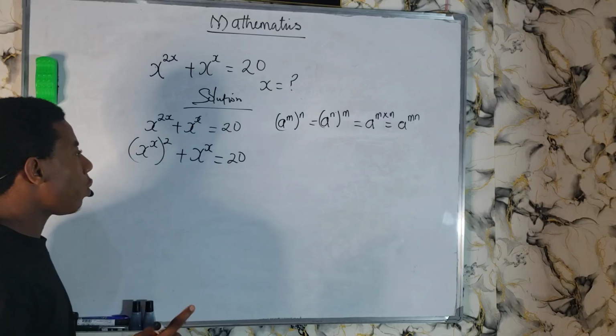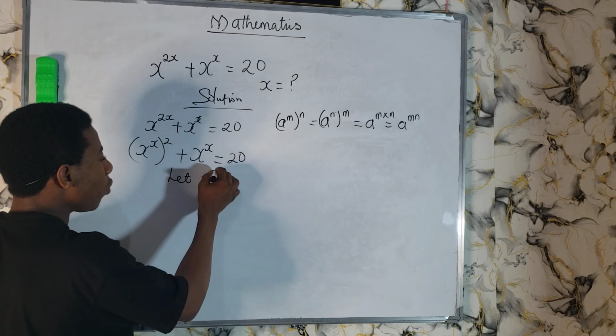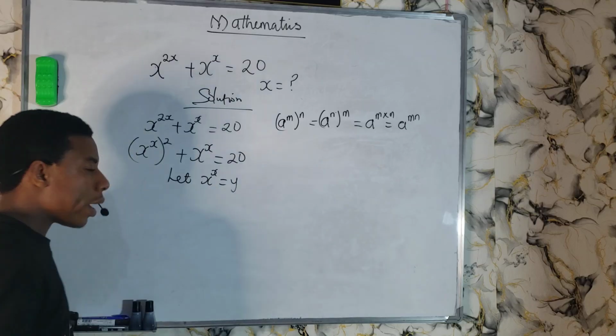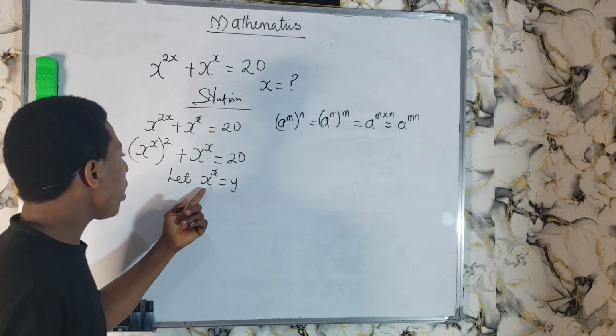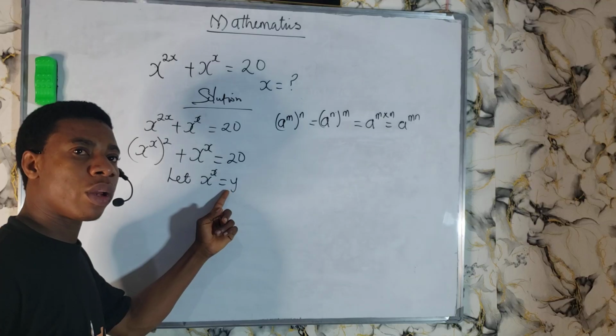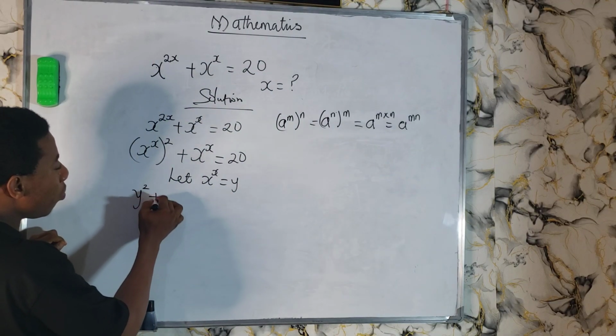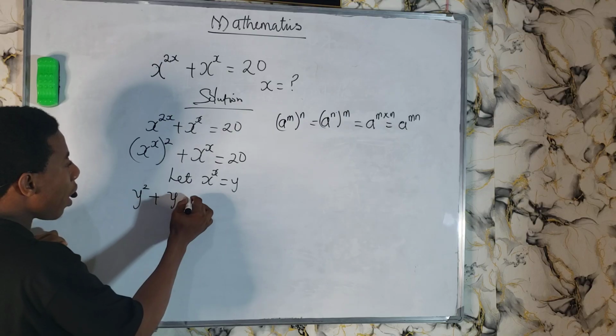So now what next we are going to do is to give a command. We can say let x raised to the power x equal y. This simply means that any place I see x raised to the power x, I'm going to substitute it with y. So let's go further. We now have y squared plus y.